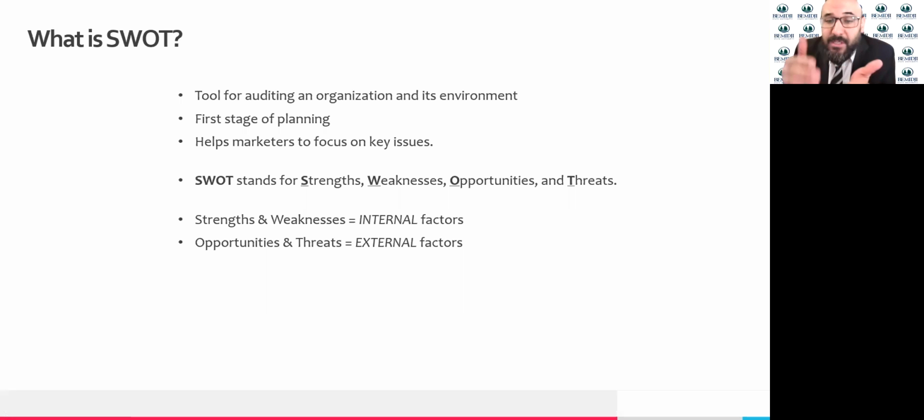In order to succeed in the market and achieve a good position in the market, you have to have good planning. It helps marketers to focus on key issues. So it will give you an idea of what areas to focus on. And this is by knowing the strengths, weaknesses, opportunities, and threats. Strengths and weaknesses are the internal factors; these come from the inside environment. Opportunities and threats are coming from the external environment, from outside of your organization.